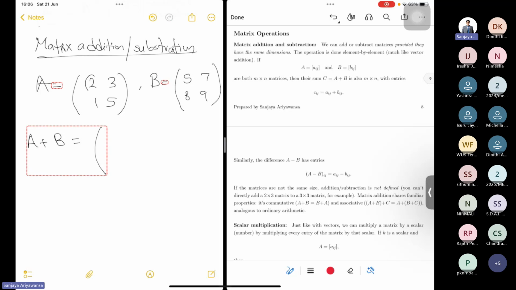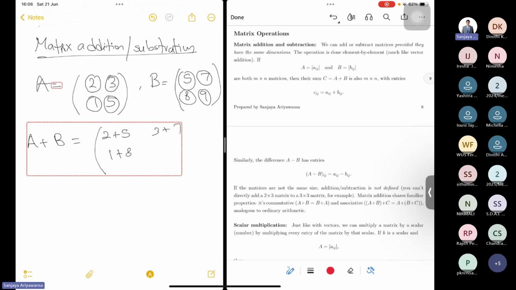What do I mean by that? I add 2 with 5. 2 plus 5 is my first component. The second component is 3 and 7. So I add 3, 7. Next, I add 1 and 8. 1 plus 8. Finally, I add 5 and 9. 5 plus 9. So then I get A plus B as 7, 10, 9, 14.